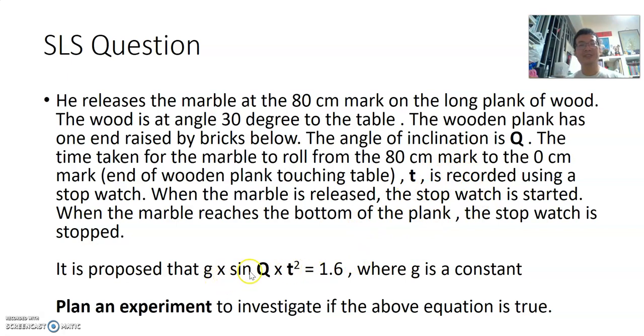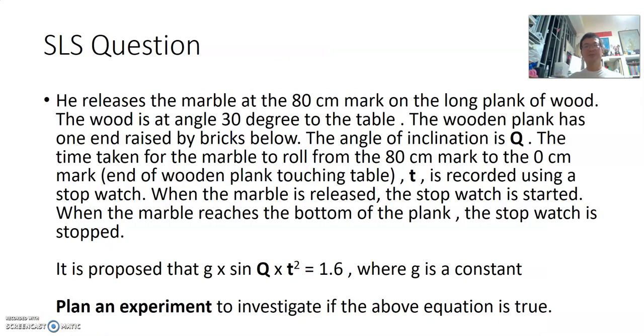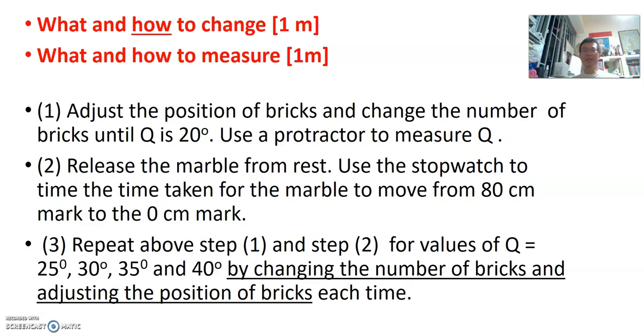Now it's given that g sine q t squared equals 1.6, where q is the angle here. Because I was unable to type theta, I changed it to q. We are supposed to plan a fair experiment to investigate if this is true. So later on you have to manipulate this into y equals mx plus c. Now, where do the 5 marks go to?